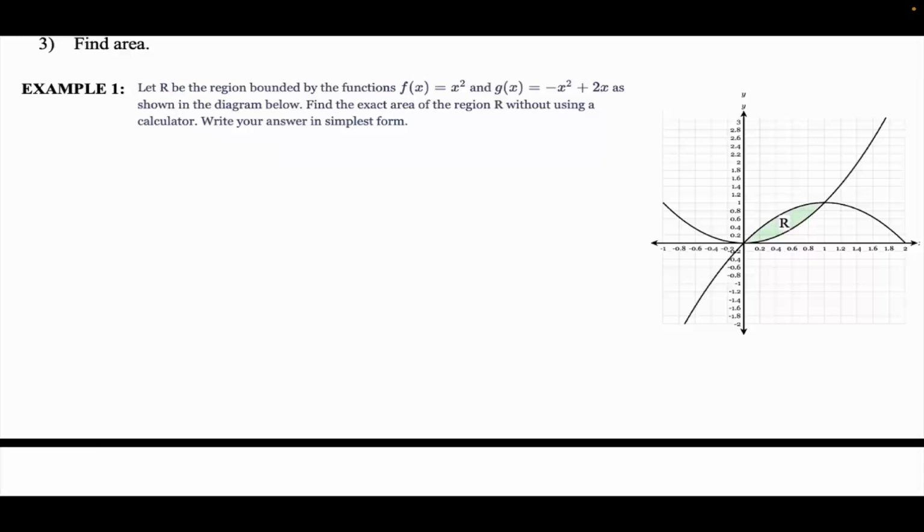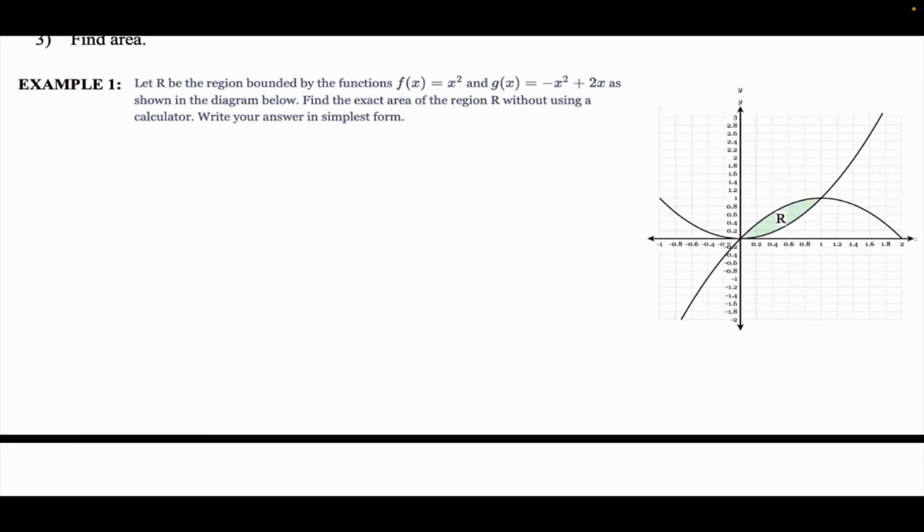Okay, so let's look at example number 1. Example number 1 is a non-calculator question. It says without using a calculator. They've given us a picture though. R is the region bounded, so it's in green on my paper. You see the region bounded? That's what we have to find the area of. f of x is x squared. g of x is negative x squared plus 2x. We have to find the area in between.